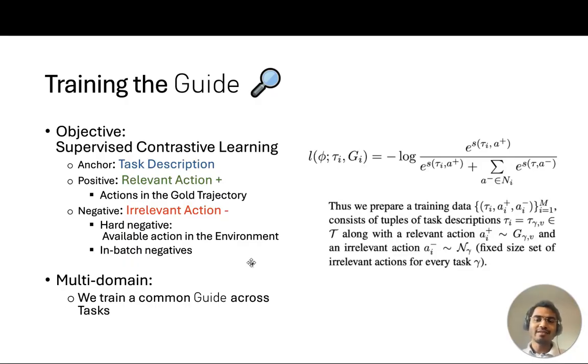We create this data set using goal trajectories of agents in these environments to actually find tuples of a task description, an action from the goal set, and an action which was available in the environment but not part of the goal set. Once we train a guide on a large number of task descriptions across tasks, we could now use it to help train the explorer by reducing its action space.